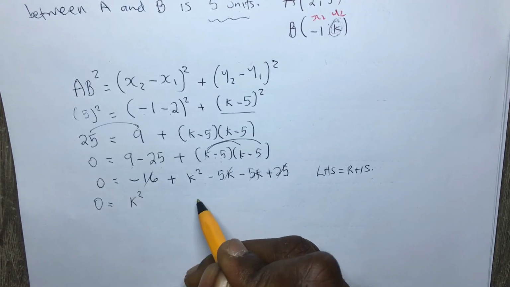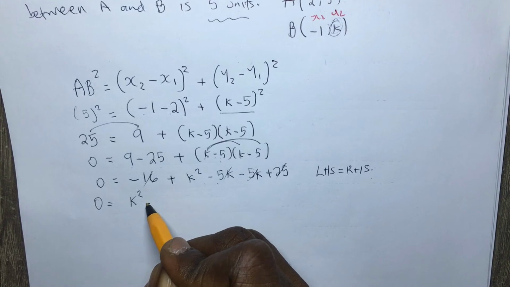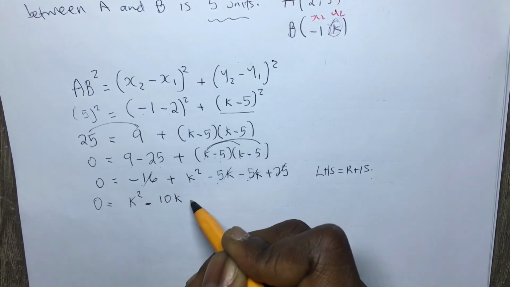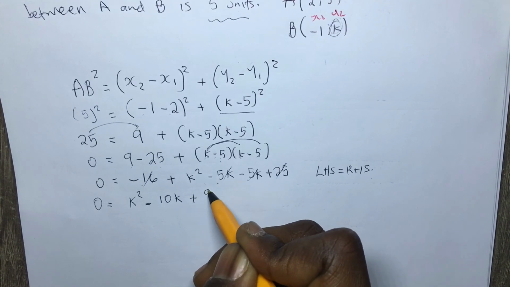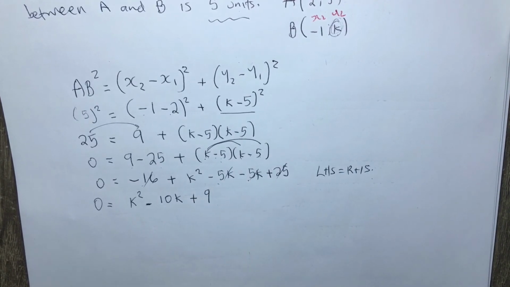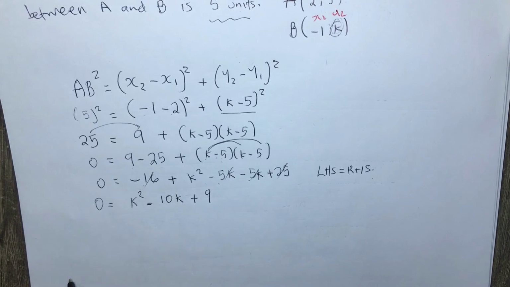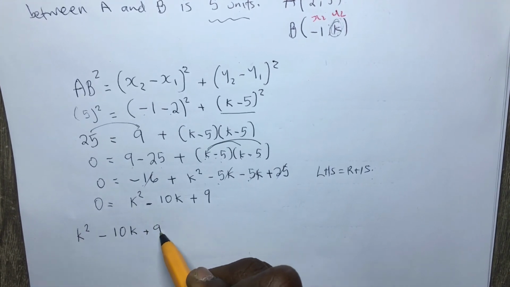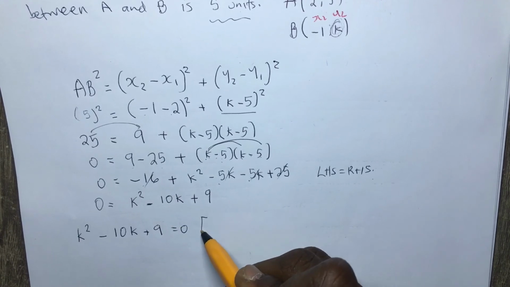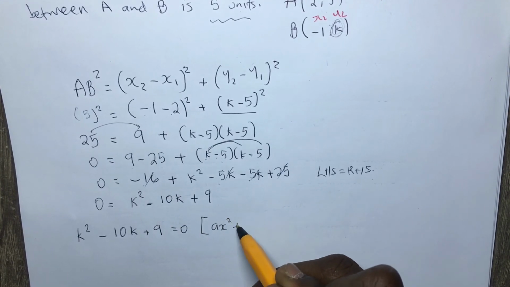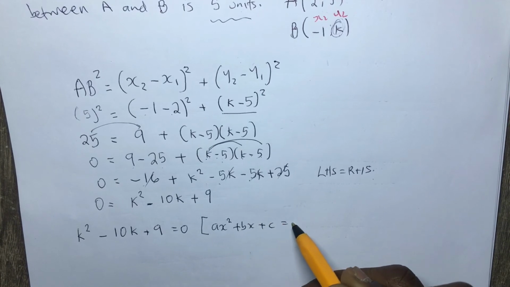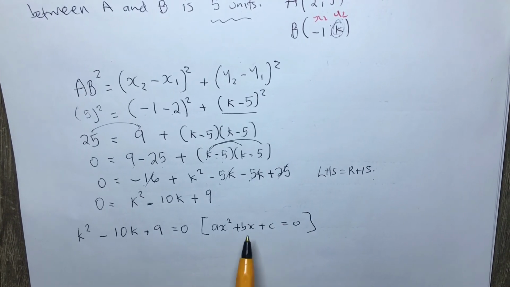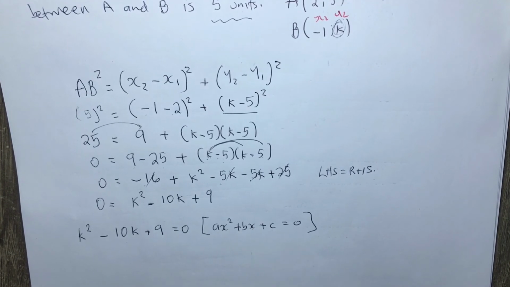So I'm gonna be left with k squared minus 5, minus that one becomes how much? Negative 10k. 16 minus 25 becomes a positive 9. Can you see? Then let me take this and put it that side so that we have it in a proper way. So this is actually called the standard form. In the standard form, you start with the one with the squared, then the one with the coefficient of x or k, and the constant becomes the last one.